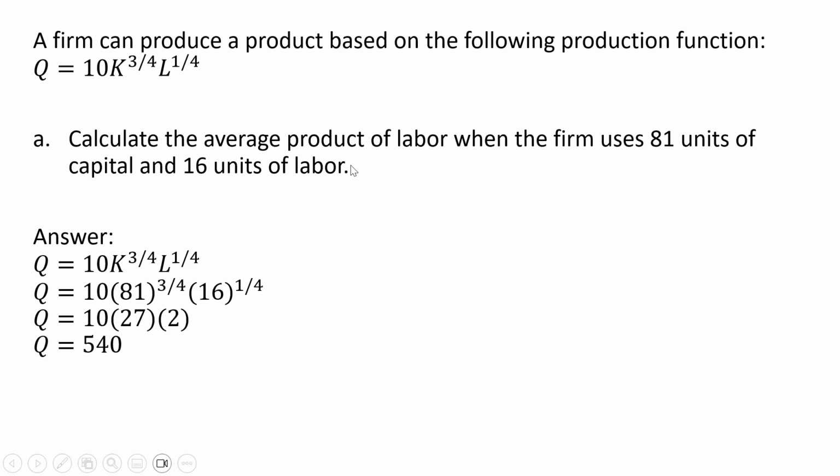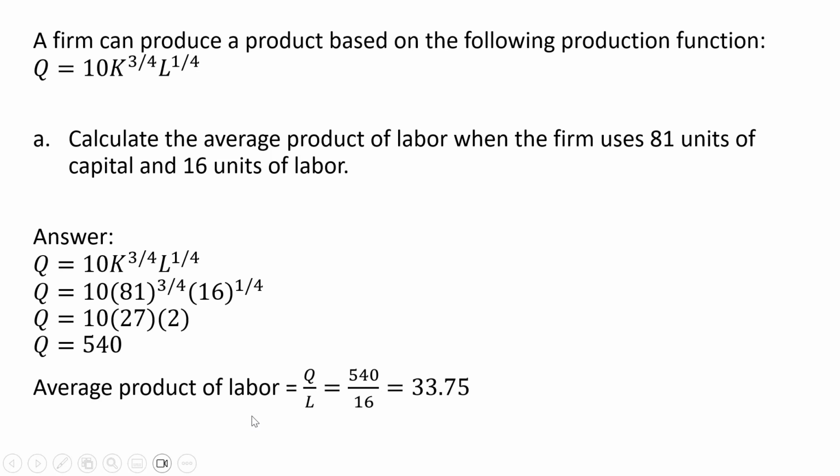Again, we want to calculate the average product of labor, which is output per worker. So average product of labor is simply the output divided by the units of labor. So we have 540 units of output being produced by 16 units of labor. On average, each worker produces almost 34 units of output.